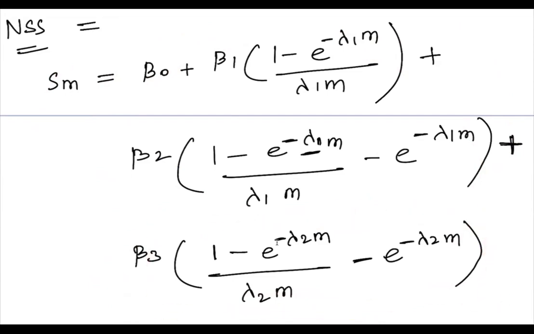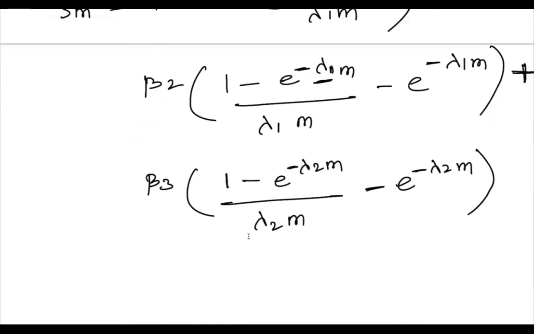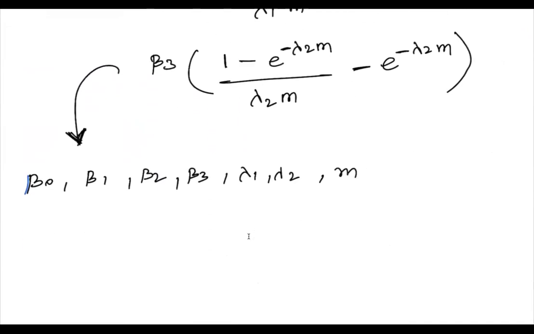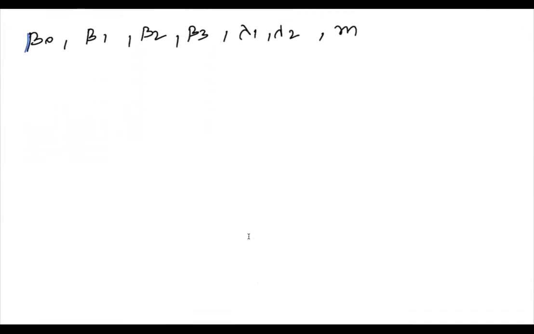So let me explain what the components are: what is beta naught, beta 1, beta 2, beta 3, lambda 1 and lambda 2. So we have beta naught, beta 1, beta 2, beta 3, lambda 1, lambda 2, m. These are the input parameters of this model. So let's understand what these are and what they mean.